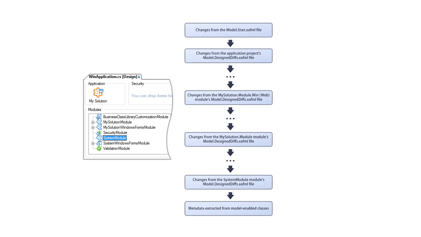When you run the model editor for any of the projects in your solution, the application model is loaded in the same way with the exception of the user customizations. When you show the model for a particular module, the content is only loaded up to that level. That's why you can see different information in the model editor when invoking it for different modules.